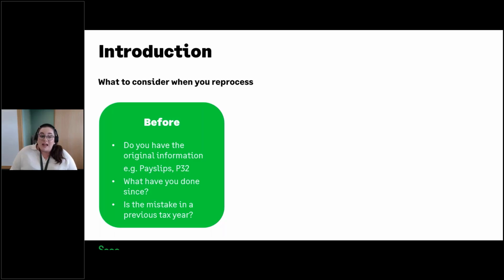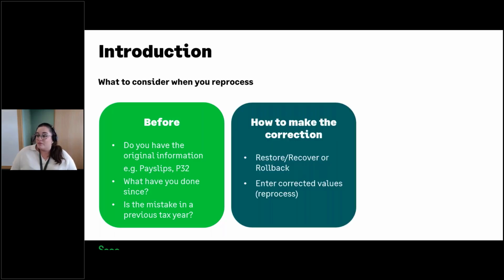You'll then need to consider how to make the correction. So are you going to restore or recover a backup, or are you going to use the rollback wizard option as well? That is another option that you could use. Whichever of these options you use, you will then have to enter the corrected values. So you'll set your process date to the date that you need to correct, amend any information that you need, and essentially just reprocess that period from the pay period that you went back to.